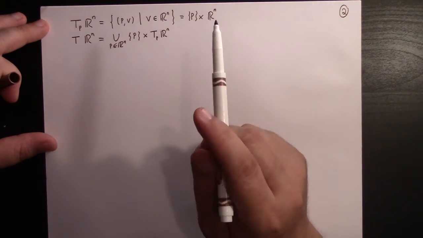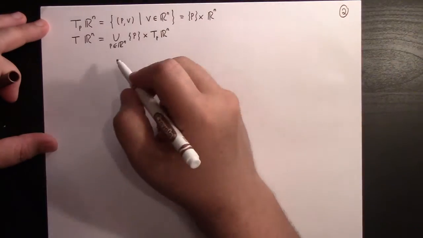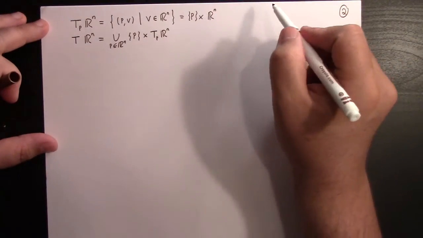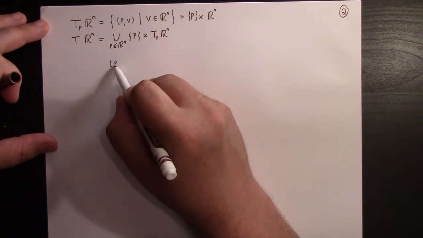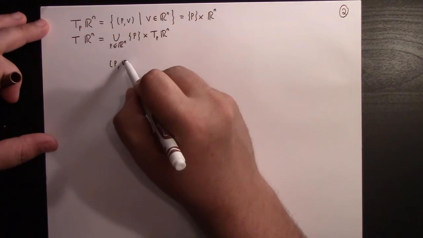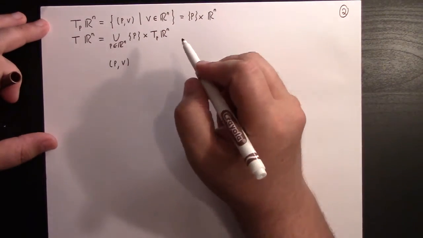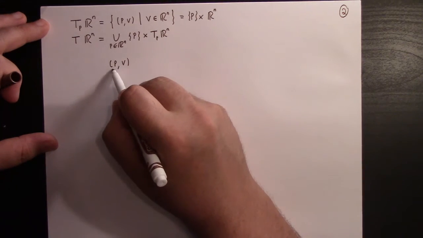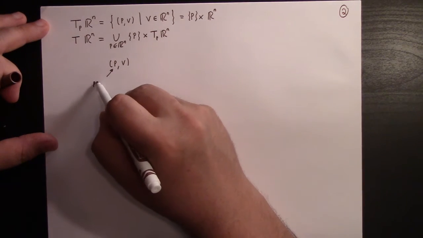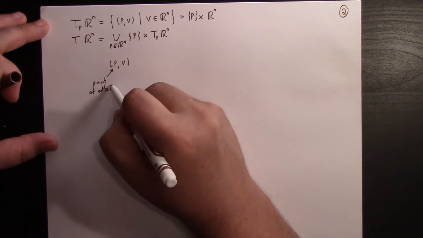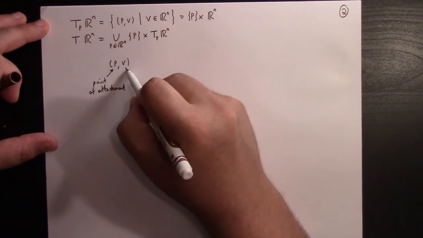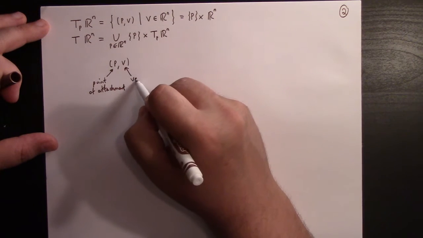And again, I should mention that when we talk about the vector P comma V, what we're talking about is that P is the point of attachment, and V is often called the vector part.